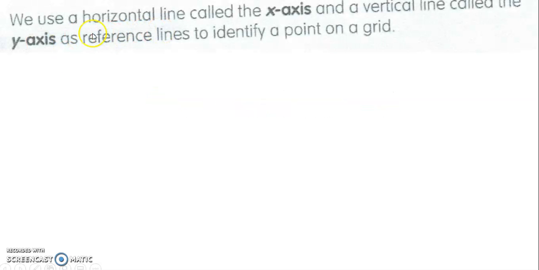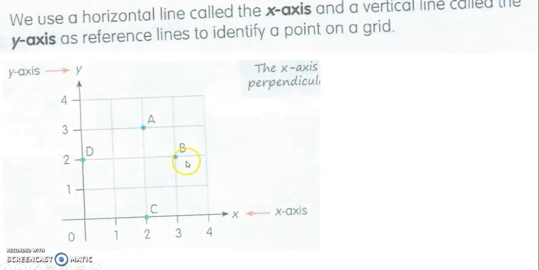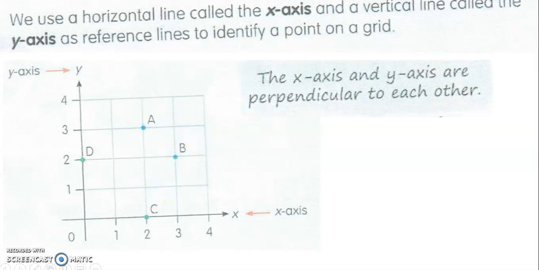We use a horizontal line called the x-axis and a vertical line called the y-axis as reference lines to identify a point on a grid. So let's suppose we have this grid, right? And we have here the x-axis and the y-axis.